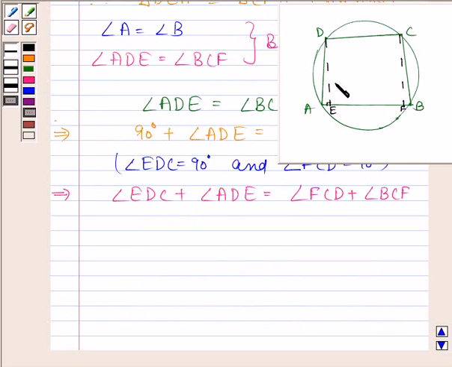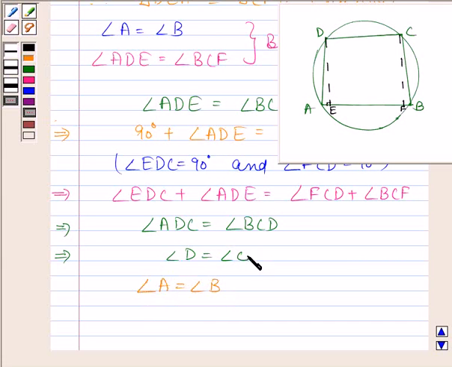Now angle EDC plus angle ADE is equal to angle ADC, and angle FCD plus angle BCF is equal to angle BCD. Right? So this implies angle D is equal to angle C. We have already proved above that angle A is equal to angle B, and we have got now that angle D is equal to angle C.